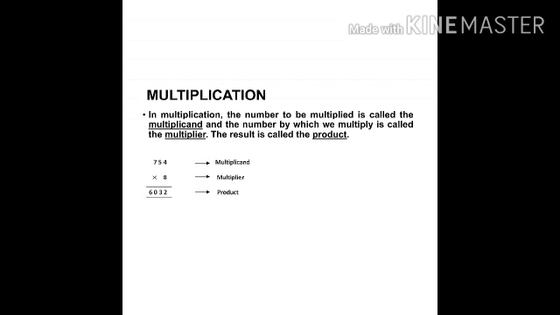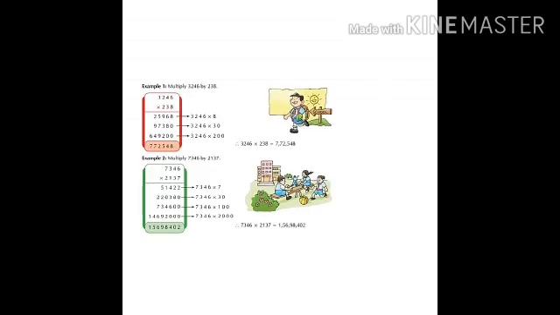Here in the example, 754 is multiplied by 8 and we got the result as 6032. So 754 is the multiplicand and 8 is the multiplier and the result is the product. Now let us study the multiplication of large numbers.